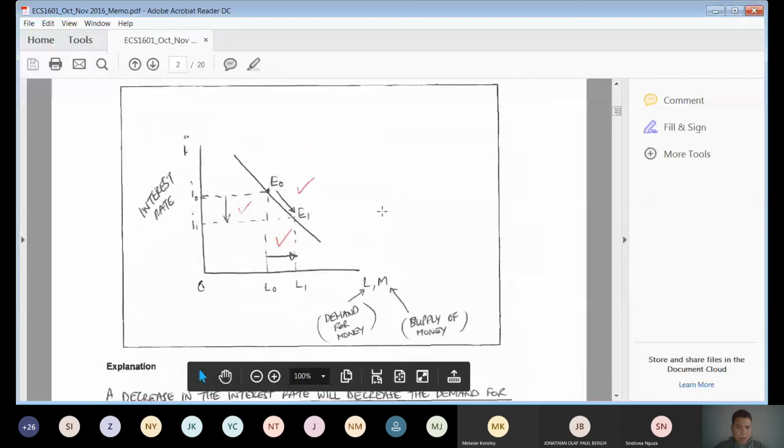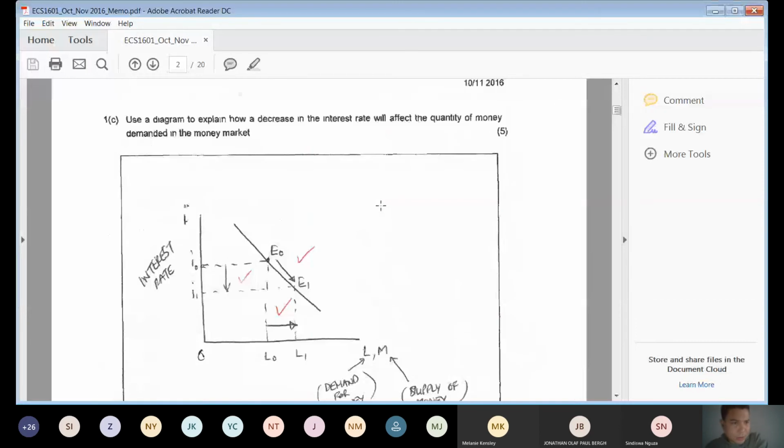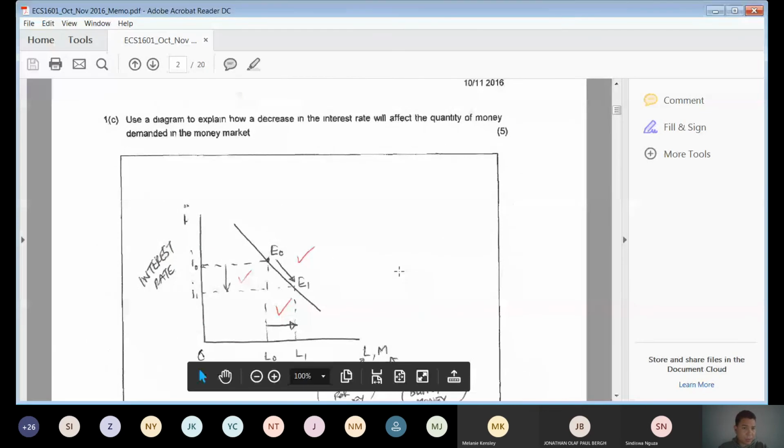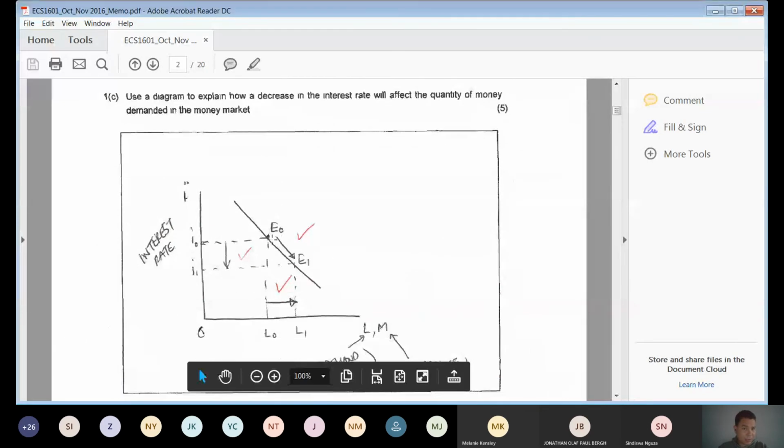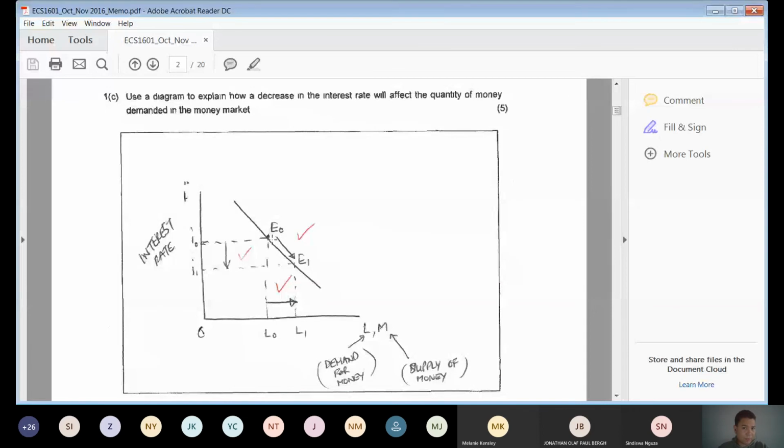So the question reads as follows: use a diagram to explain how a decrease in the interest rate will affect the quantity of money demanded in the money market. So they either say, use a diagram to explain how a decrease or increase in the interest rate will affect the quantity of money demanded in the money market. That's two different questions, right? Note a decrease or an increase in the interest rate. Or they might say to you, use a diagram to explain how an increase or a decrease in national income will affect the quantity of money demanded in the money market.